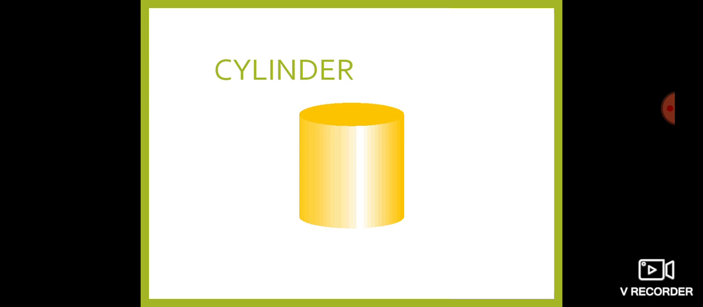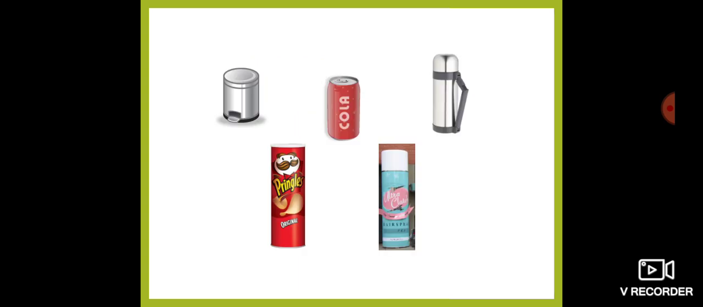This cylinder has 2 faces, 2 bases, and the other is in a circular form. Examples are here, you can see 5 examples. Our cola bottle, then Pringles, so many examples. A flask is like a cylinder shape. So many examples we have seen here. Next, what is its name?